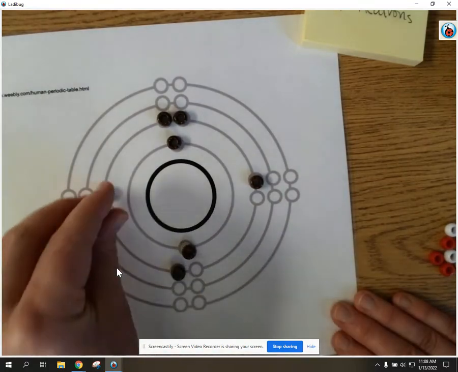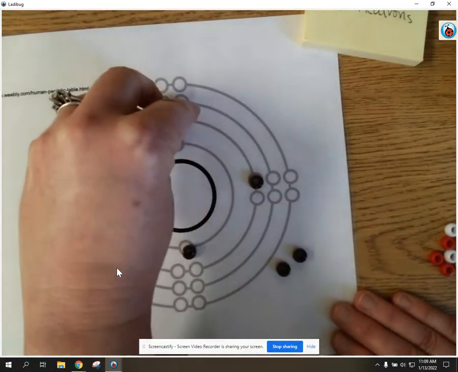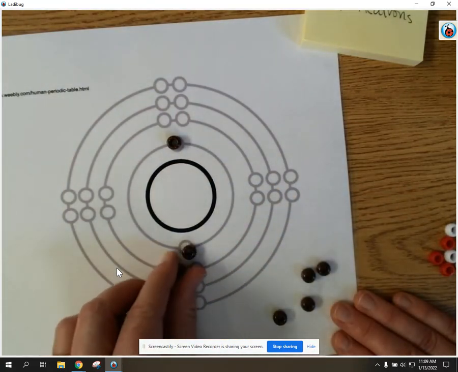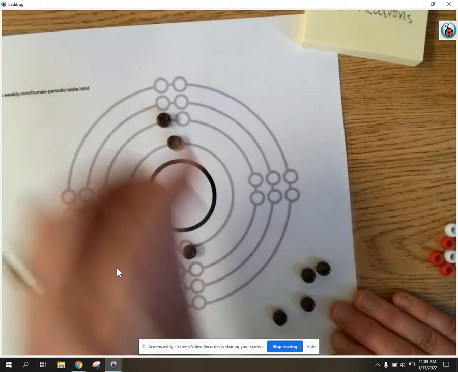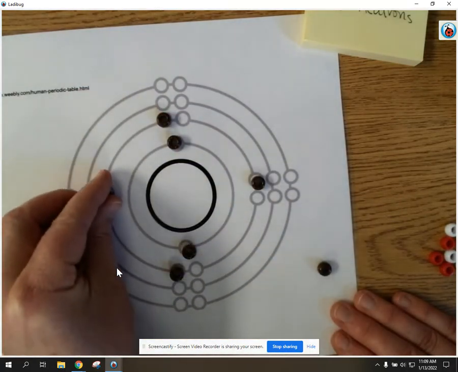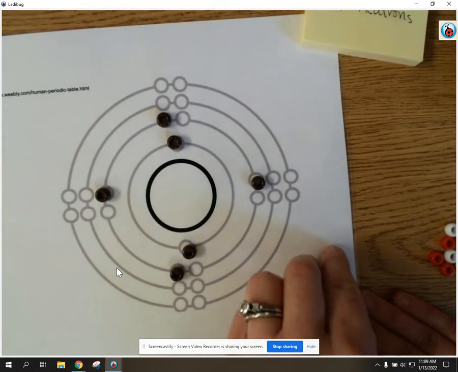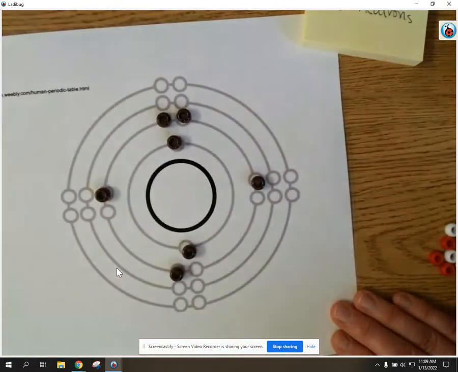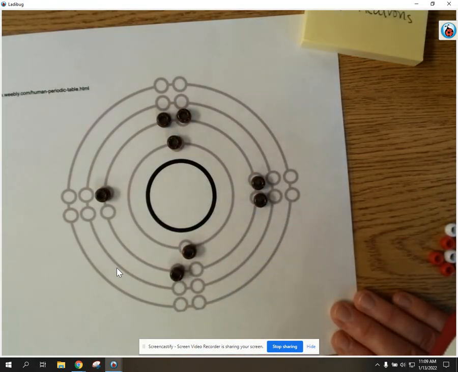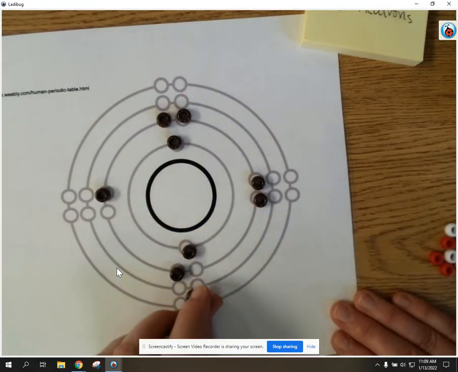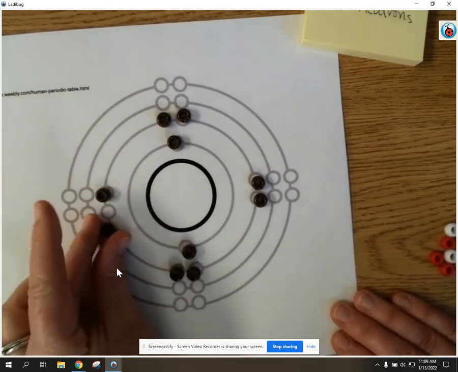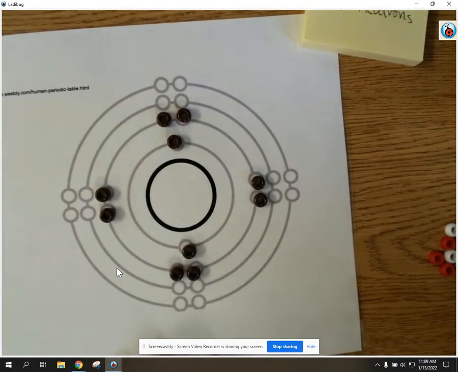Okay, so let's do that one more time. Always the 2 in the first level first, and then as you go, we're going to start at the top. 1, 2, 3, 4, and then if we needed more, 5, 6, 7, and 8. And that would be the same way that you would draw it.